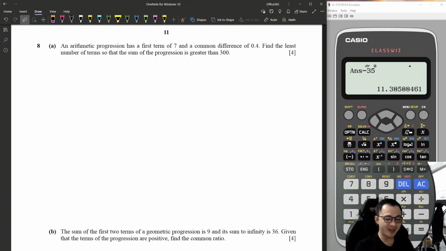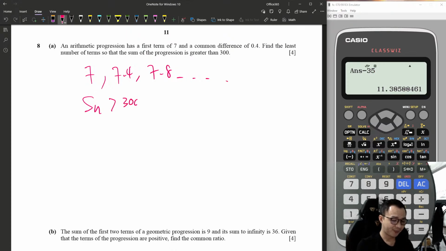Okay, we have an AP. First term is 7. Common difference is 0.4. So it's like 7.4 and 7.8 and so on. Find the least number of terms so the sum is greater than 300. Sn will be bigger than 300. Let's do it.